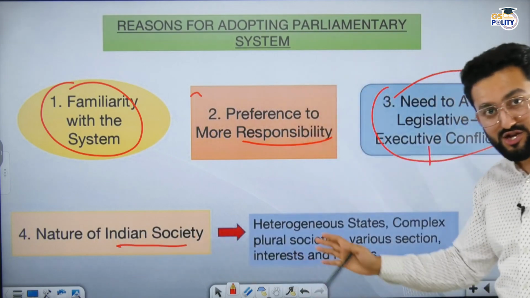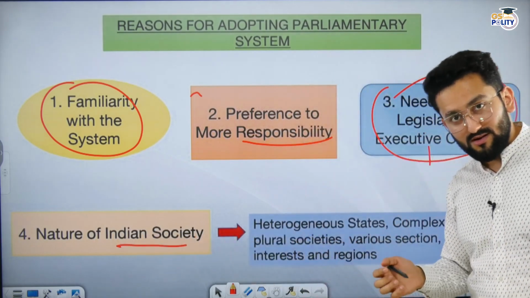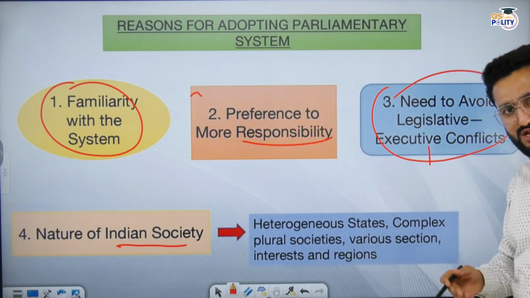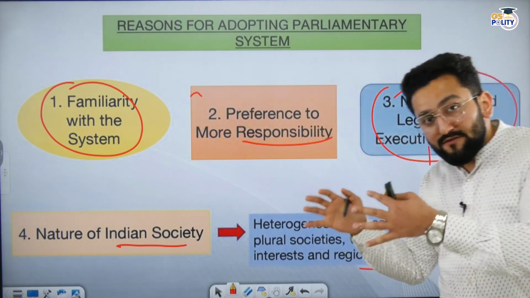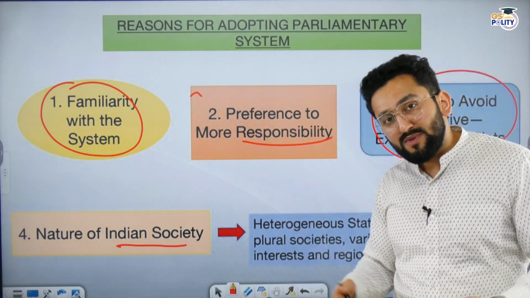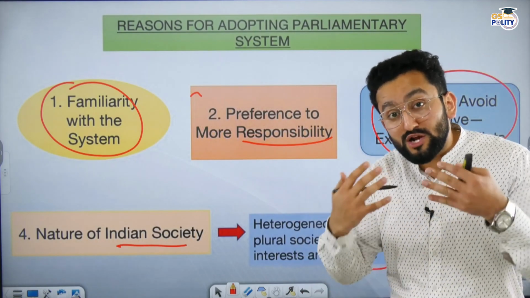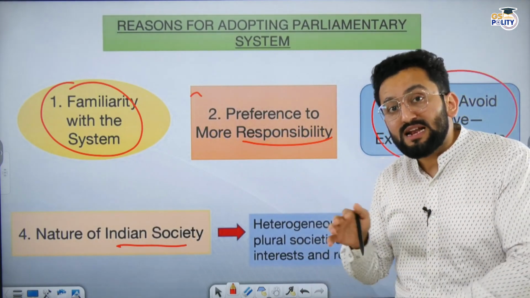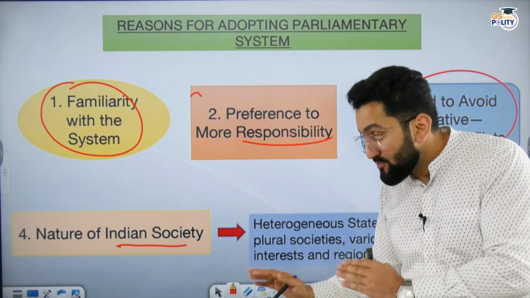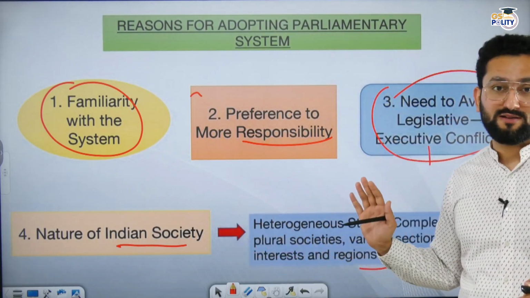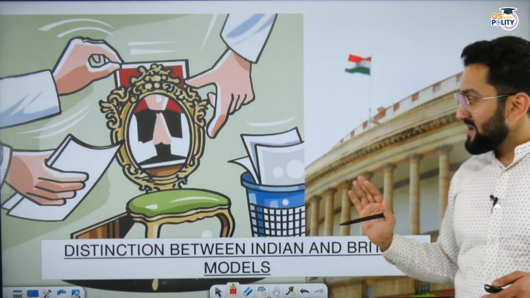Nature of Indian society. The nature of Indian society is plural, right? Different areas, different challenges, different dimensions. So different ideas should come into parliament. They should engage, debate, put pressure on the government so that the government can actually work in that manner. And this is only possible in the parliamentary form of government, right?